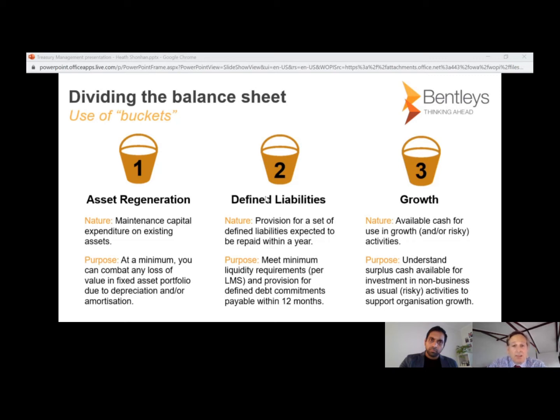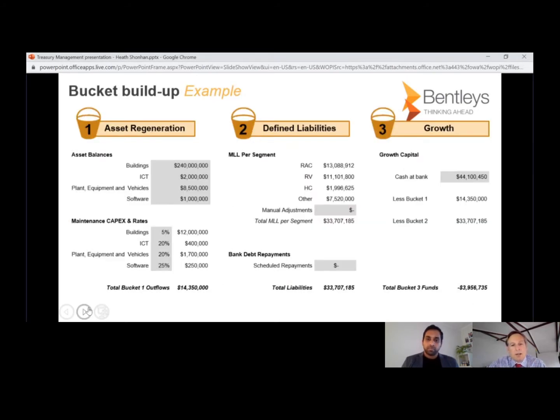And as I mentioned before, this really enables non-financially minded board members and senior management to understand the concept and engage in the concept of treasury management by simplifying the balance sheet into 3 buckets. I'll repeat them: asset regeneration, defined liabilities, and growth. And let's look a little bit more in terms of what that might look like then.